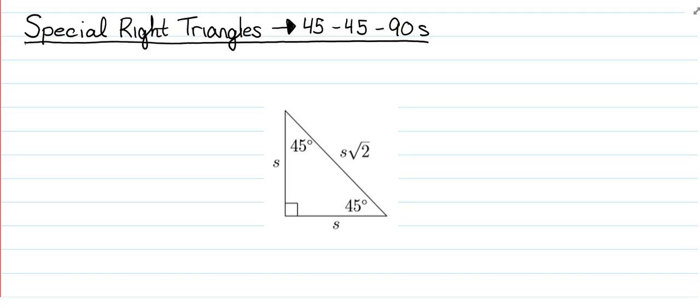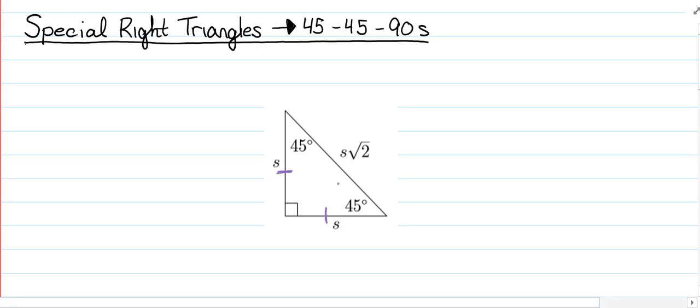This video is about special right triangles and specifically 45, 45, 90 triangles. So if you know anything about 30, 60, 90 triangles, you are going to think 45, 45, 90 triangles are much nicer. And that's because a 45, 45, 90 triangle is an isosceles triangle, meaning that two sides are congruent.